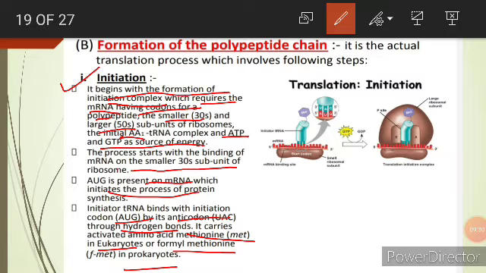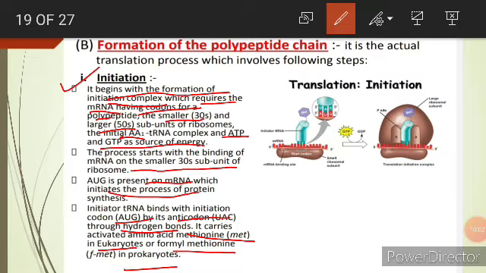Whereas for termination there are termination codons, three of them, as we know, UAA, UAG and UGA. And for each there will be one terminator factor, any one out of these three. So let us check now how initiation is taking place, then what is happening in elongation and then what is happening in termination. So let's see. For that we will make one diagram.